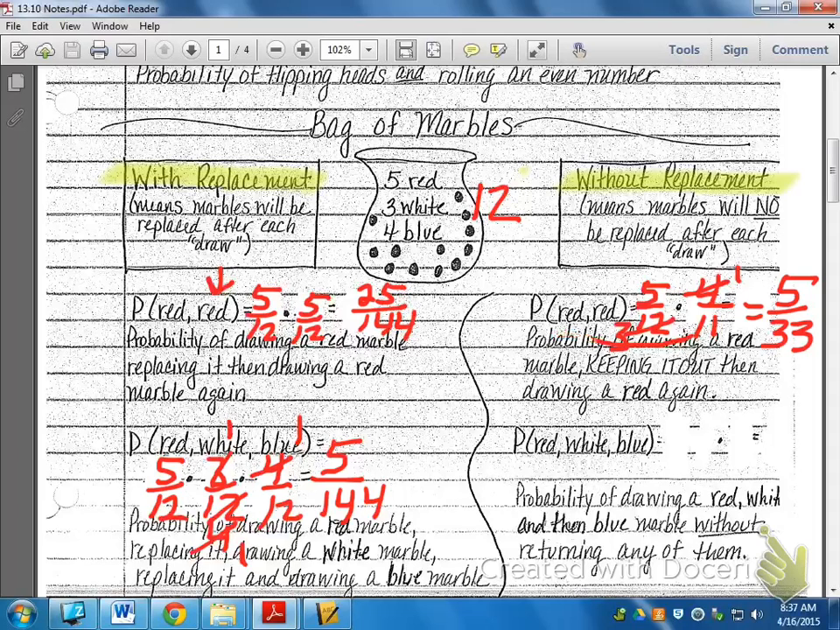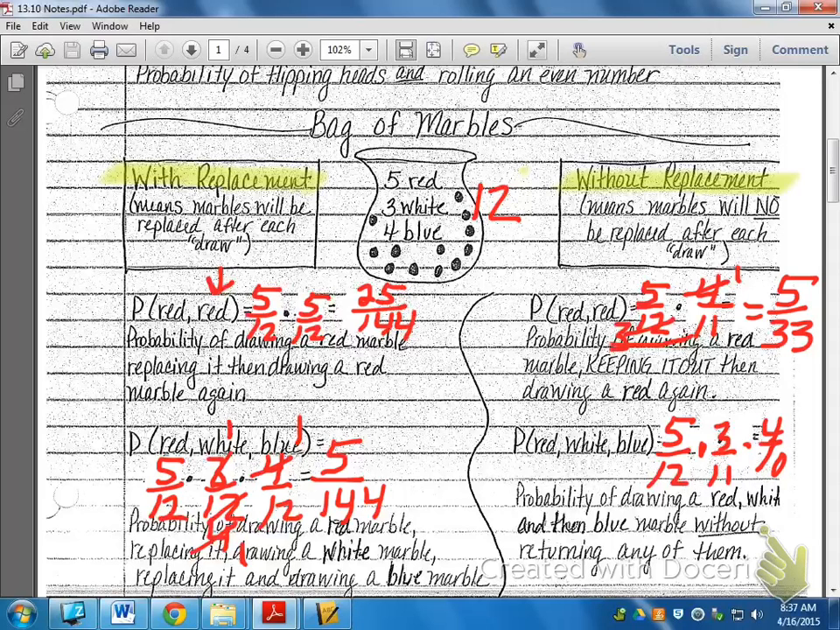Very small chance. Same problem without replacement. So the bag is going to change every time. The probability of getting a red is the same every time, 5 over 12. I'm keeping the red marble out. What's the probability I'm going to get a white one now? 3 over 11. I'm keeping the white one out. What's the probability I'm going to get a blue one now? 4 over 10. Do you see why that changes every time?